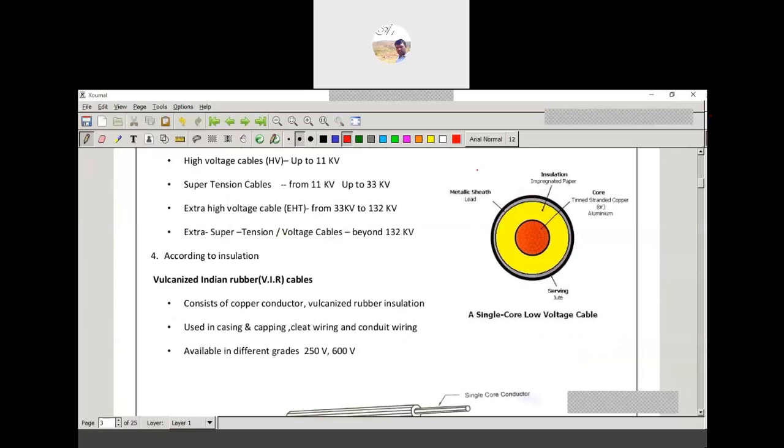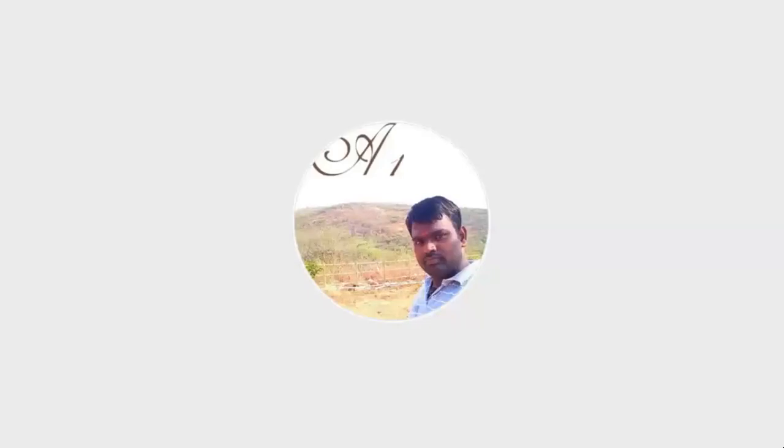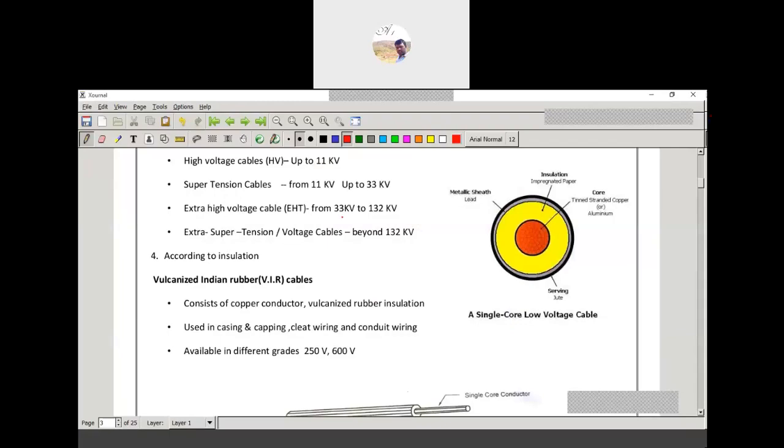Impregnated paper layers are used for the insulation in the cable. Here, in between, we are seeing the insulation paper.